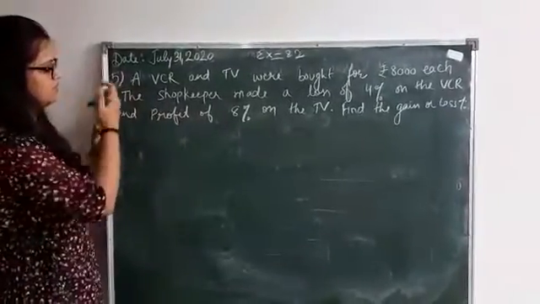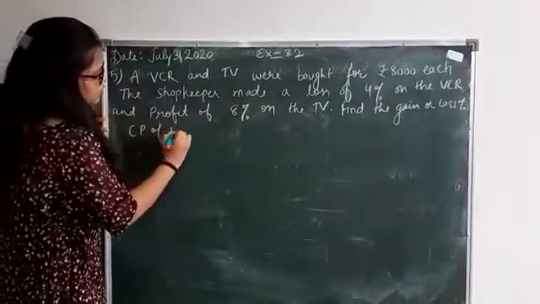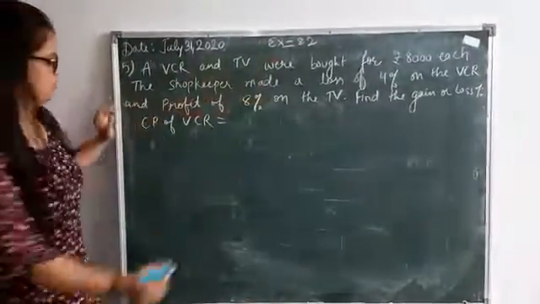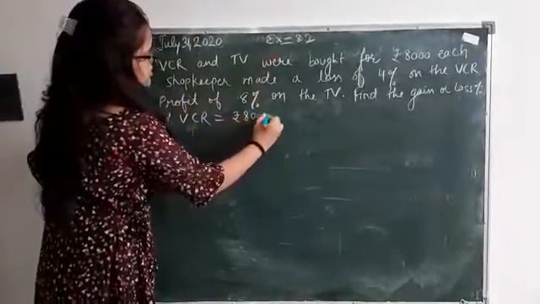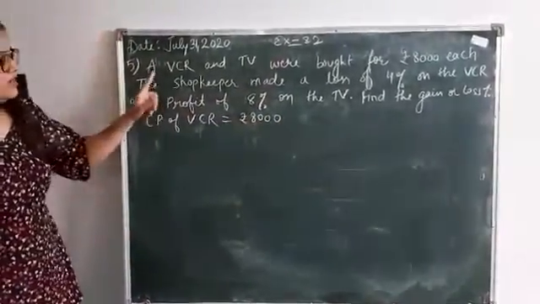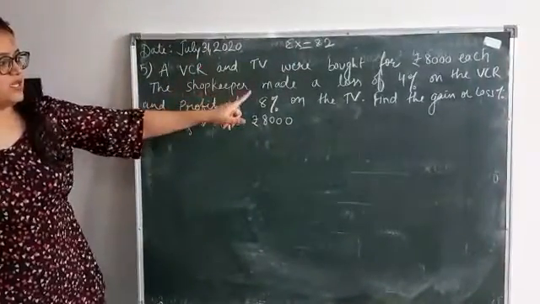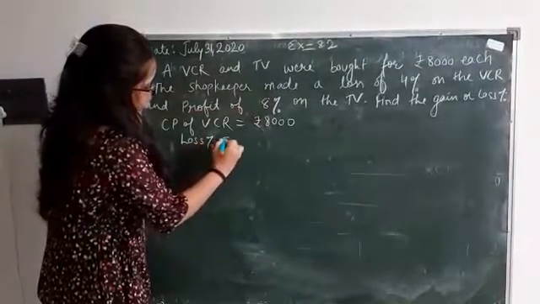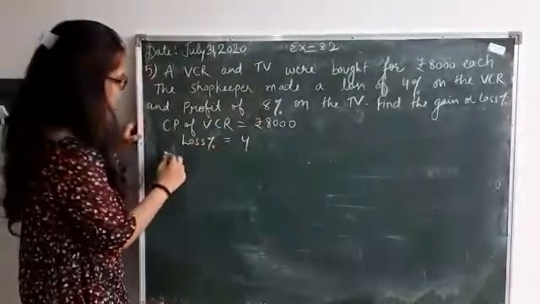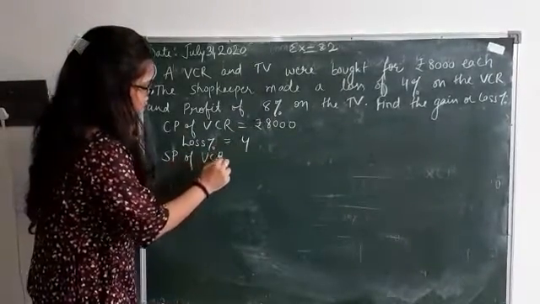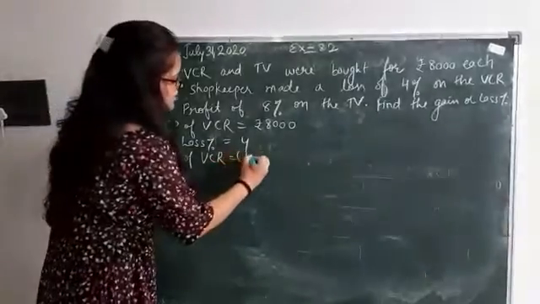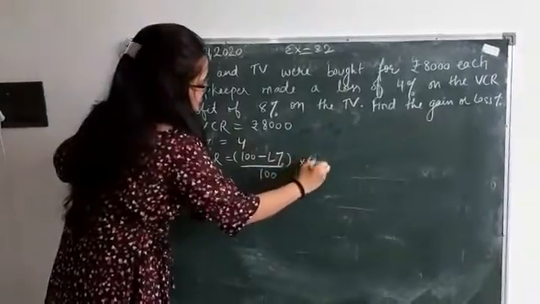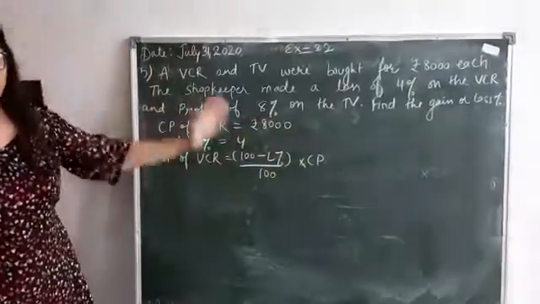So let's start with the VCR. The cost price of VCR is equals to, what is the cost price of VCR? It is given 8,000 rupees. This is the cost price of VCR, and after selling VCR, the shopkeeper gets a loss of 4%. So here loss percent is given, that means it is 4. We have to find out the selling price of VCR, and the formula is 100 minus loss percent upon 100 multiplied by CP. The same formula you are doing in all the questions.